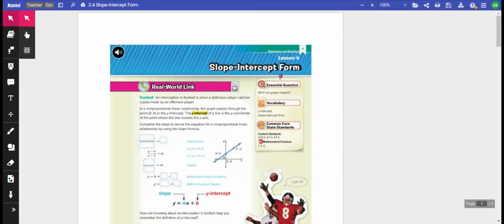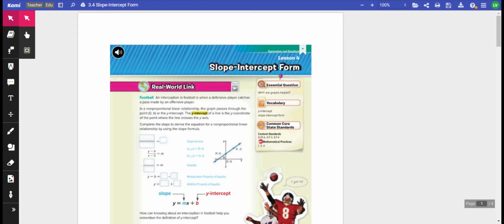Today we are going to be discussing Chapter 3, Lesson 4, Slope-Intercept Form. The essential question: why are graphs helpful? Vocabulary is y-intercept and slope-intercept form. So let's begin with the real-world link.